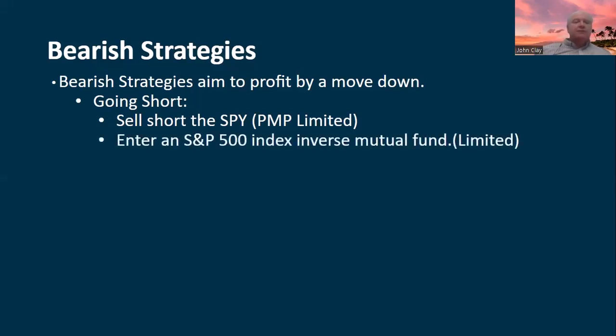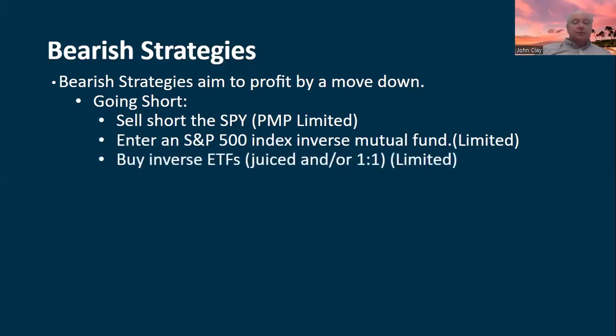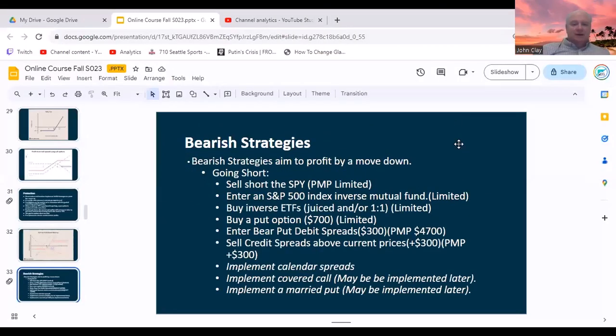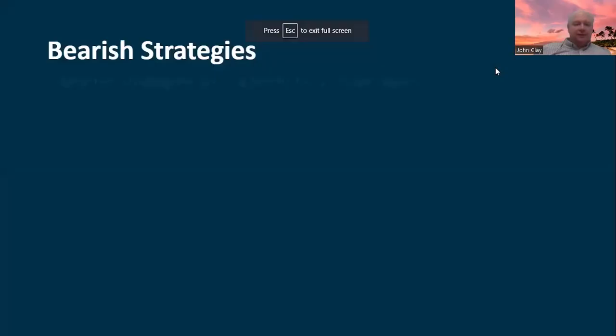And you can get into an inverse mutual fund. There are mutual funds out there that go up in value when the S&P goes down. And you can buy inverse ETFs, either juiced or 1-to-1, where if the S&P goes down 1%, you have an ETF that can go up 1, 2, or 3%. But it's limited because you can only go down to zero. That's why I put this in here. And I'm keeping an eye on the time. I want to get through this in the hour that I've allotted here.